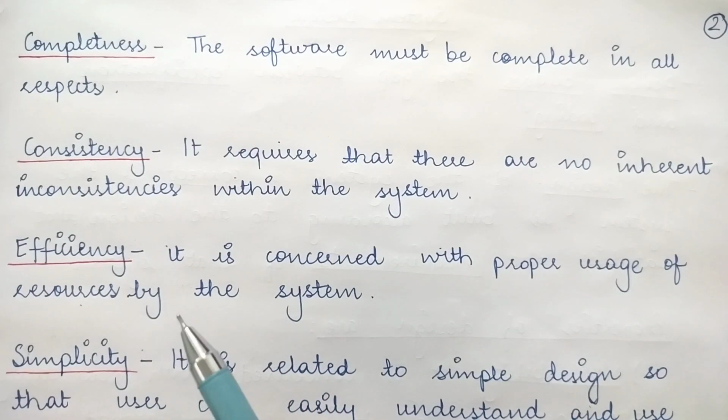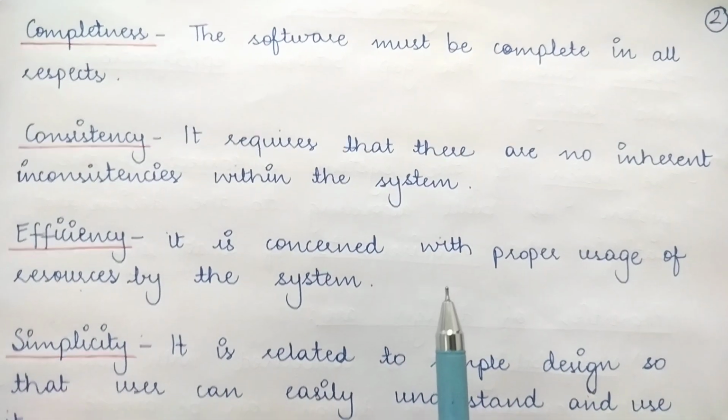Then comes efficiency, which is another very important property of system design. It is concerned with proper usage of resources by the system. So the design is said to be efficient if it makes proper usage of the resources. That means no resource is wasted.